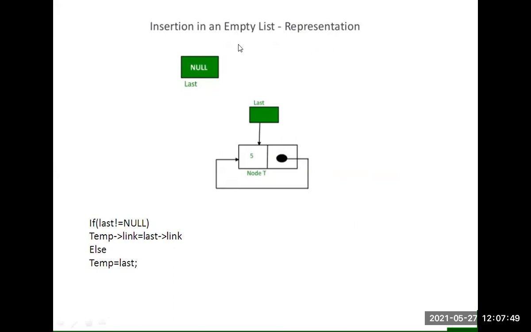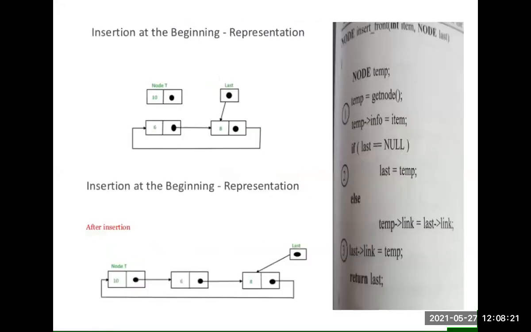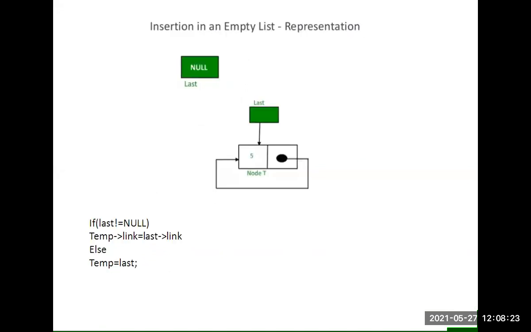If there is an empty list and you want to insert a new node, then as usual temp equal to get node, temp of info equal to 5, and temp of link equal to last of link. Last of link is nothing but the last node address. Then return temp as last, so it will act as the first node in the list. Okay, clear students? Anyone respond? Is it clear?